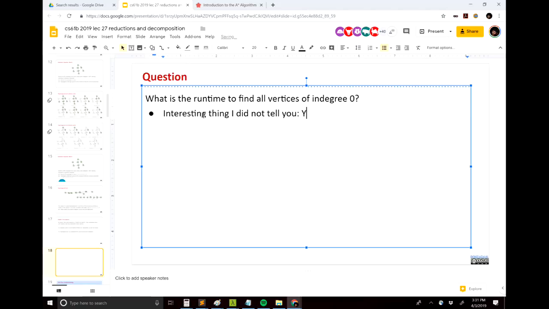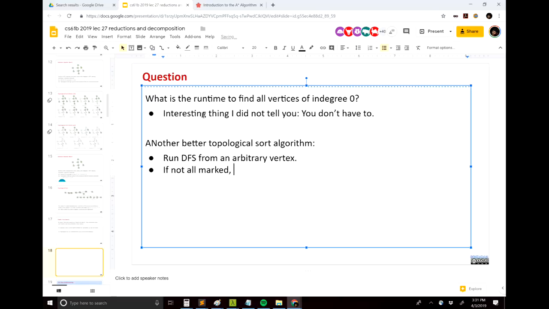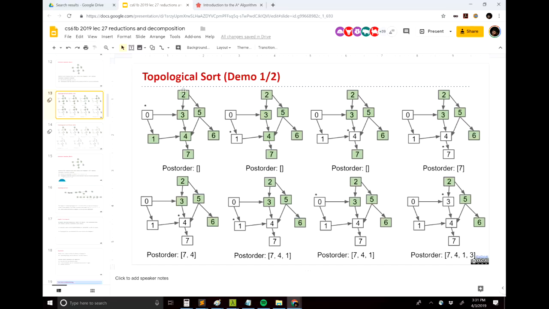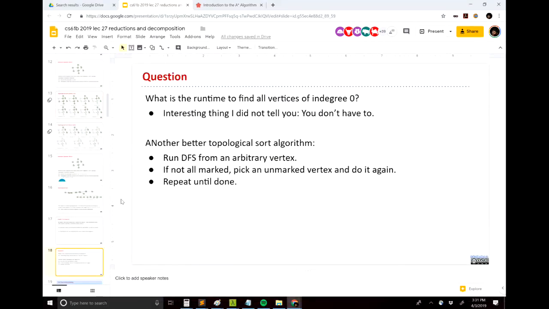You don't have to. Another better topological sort algorithm is to run DFS from an arbitrary vertex. If not all are marked, pick an unmarked vertex and do it again. Repeat until done. So you don't have to start at the in degree 0, but I don't want to go there. I think it's intuitive that you should start at the in degree 0 vertices, but you can actually start anywhere, and as long as you do restarts, it works. It's kind of a surprising fact.